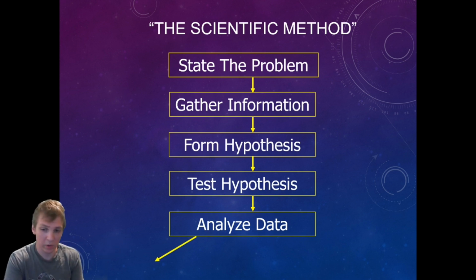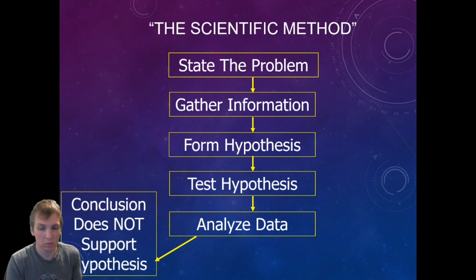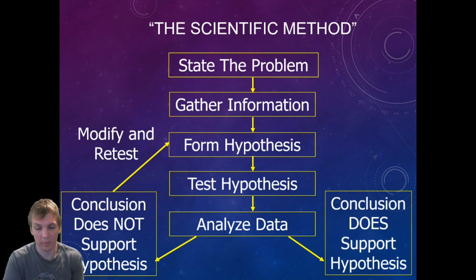So when you analyze the data, there's really two ways you can go about this. You can analyze the data, and the data either does not support the hypothesis or it does support the hypothesis. Okay, so when it does not support the hypothesis, you'll notice on the left side, we want to modify and retest, form a new hypothesis, retest that, create a new experiment on that, and then analyze the data. And then if it does support the hypothesis, then we kind of figured out an answer to our problem.